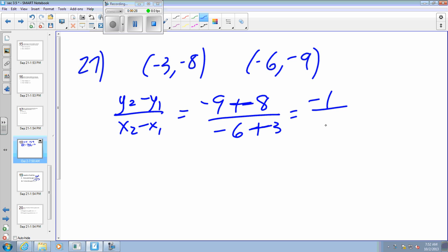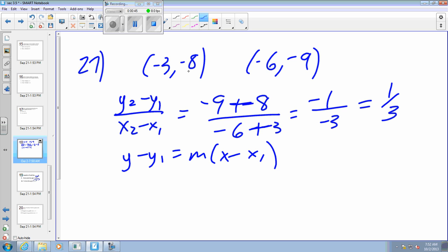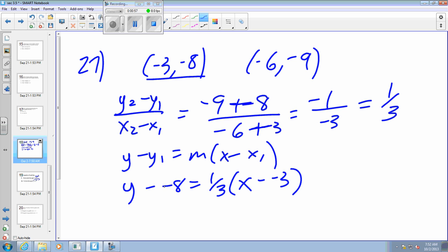Same down here, over negative 3. Negative over negative is positive 1/3. Since we have a slope and a point, let's plug it into point-slope form. Remember, point-slope form is y minus y1 equals m times the quantity of x minus x1. Plugging in, we'll use this first point for our x1 and y1. I get y minus negative 8 equals 1/3 times the quantity of x minus negative 3.